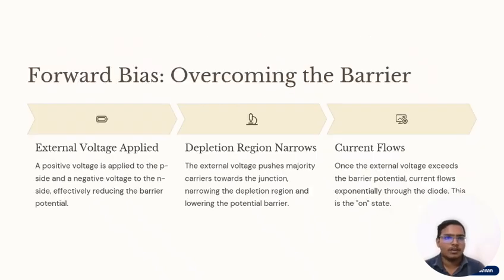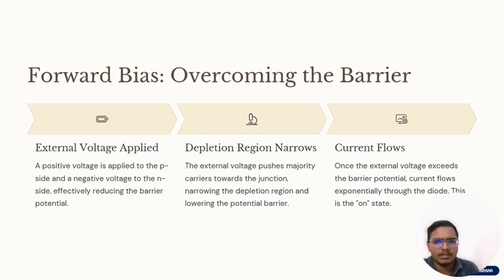Next, forward bias, overcoming the barrier. External voltage applied: a positive voltage source is applied to the p side and the negative source is connected to the n side, effectively reducing the barrier potential. For forward bias, we have to connect the positive terminal to the p-type and the negative terminal to the n-type side.